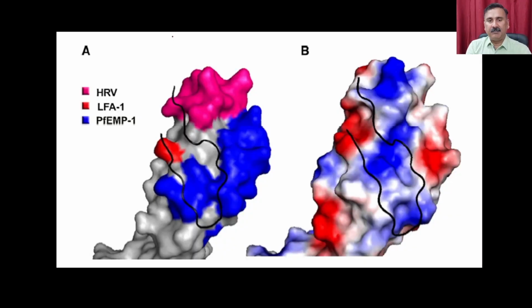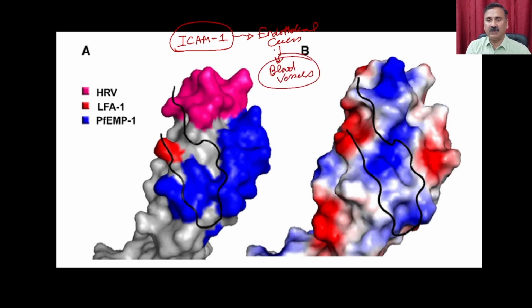Now, let's take another case study where we are going to show you how you can design the inhibitors. This is an example of the molecule called ICAM1. ICAM1 is responsible for the binding of different types of ligands, and it is present on many of the proteins, but it is also present on the endothelial cells. Many of you may not know that endothelial cells are the cells which make our blood vessels. Our blood vessels are made up of endothelial cells.